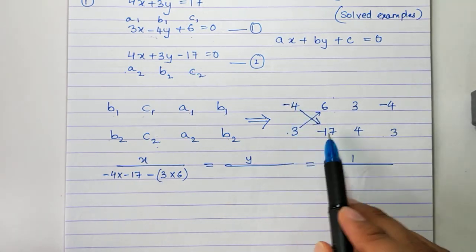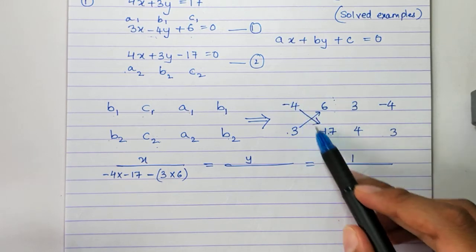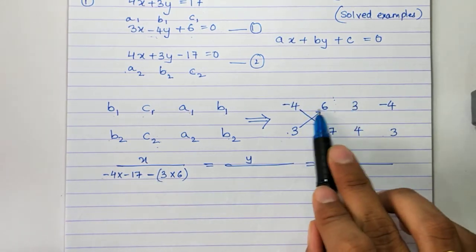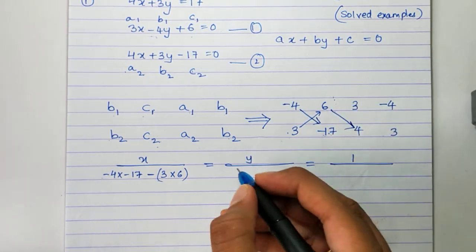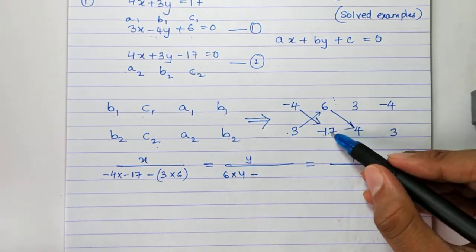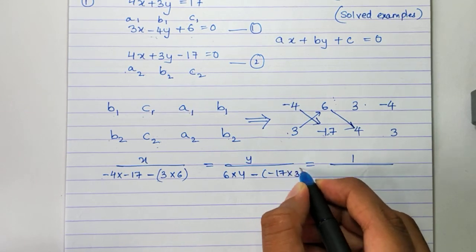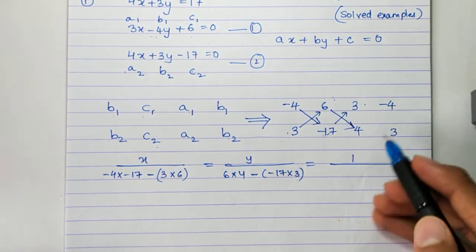ओके, सो ये फर्स्ट 2 कॉलम्स में किया, ऐसा ऊपर से नीचे, नीचे से ऊपर, क्रॉस मल्टीप्लाई, एंड इसकी वैल्यूज यहाँ लिखी. ठीक है, नाउ द नेक्स्ट 2 कॉलम्स, टेक द नेक्स्ट 2 कॉलम्स. ओके, सो 6 into 4, ये y के नीचे आएगा, 6 into 4 minus -17 into 3, दैट इज -17 into 3. ओके, ये किया. अब लास्ट 2 कॉलम्स.